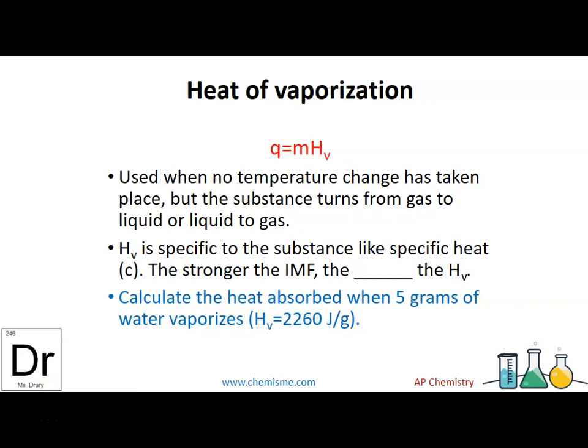An example of this question would be: calculate the heat absorbed when 5 grams of water vaporizes. We're just going to say it was 2260 joules for every gram, but I have 5 grams, so I multiply the two numbers together. 11,300 joules or 11.3 kilojoules.